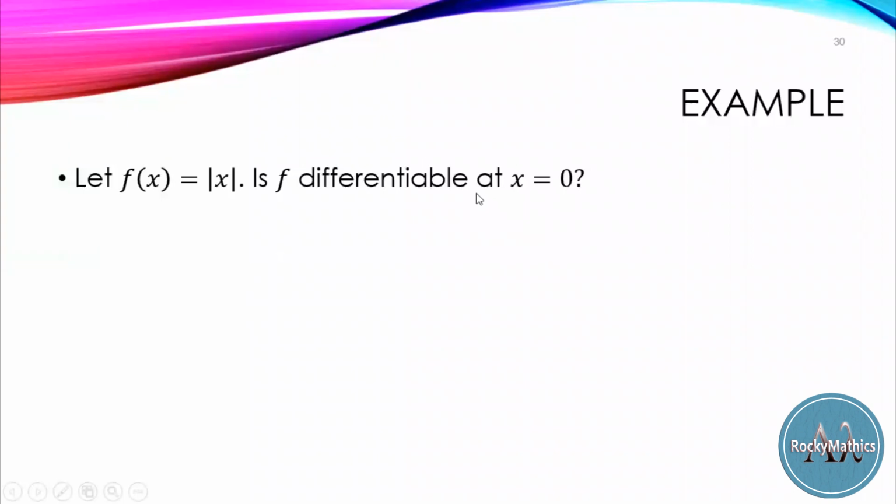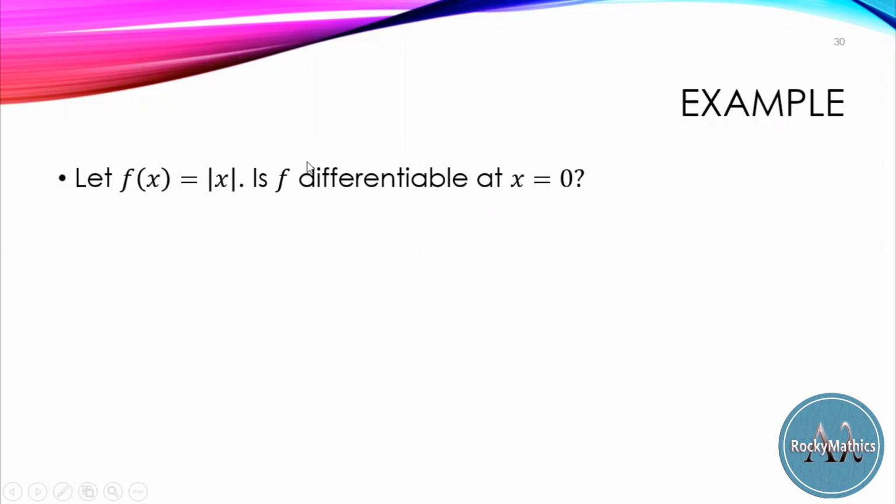In our previous discussion, we gave an example of functions that are differentiable on their domain or at a specific value of x, and also a function that is not differentiable but is continuous at that particular domain. So this time we give another example. Let f of x be equal to the absolute value of x. Is f differentiable at x is equal to 0?